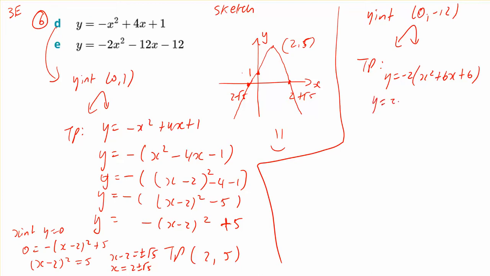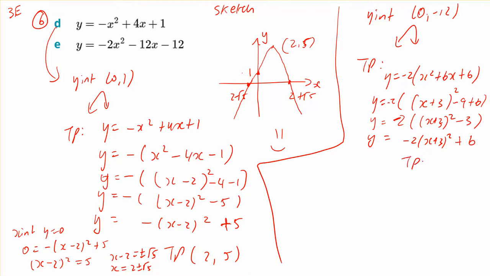Now I'm going to use the scaffold inside. So we've got (x plus 3) squared minus 9 plus 6. So we've got minus 3 inside. You can simplify. I'm going to expand. I'm going to put the negative 2 back in. Expand it. So I'm multiplying negative 2 with the bracket. So negative 2 (x plus 3) squared. Negative 2 times negative 3 is positive 6. So my TP is at (negative 3, 6).